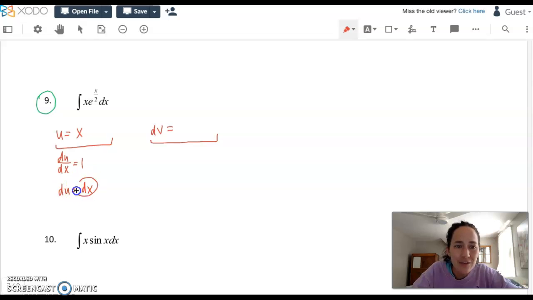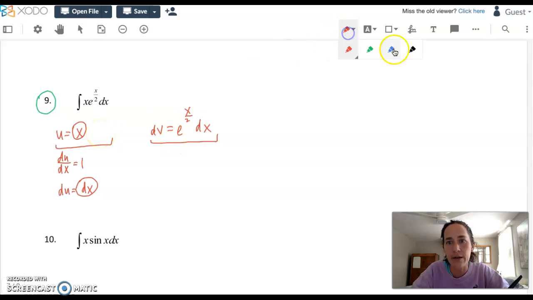In the next part for the dv, I like the e to the x over 2, and I know that I have to include the dx as well. I just don't think this part would have fit really good as the u choice because its derivative isn't simpler than itself. Its derivative and its integral, in a way, are itself. But let's work on the integral right now together.